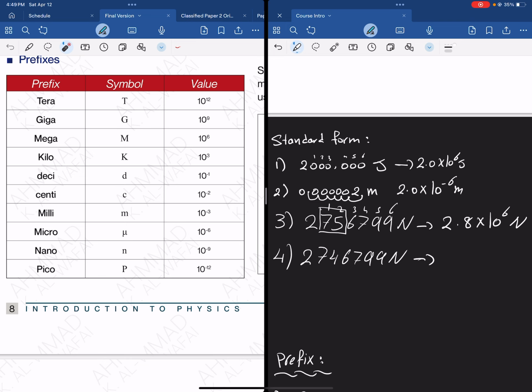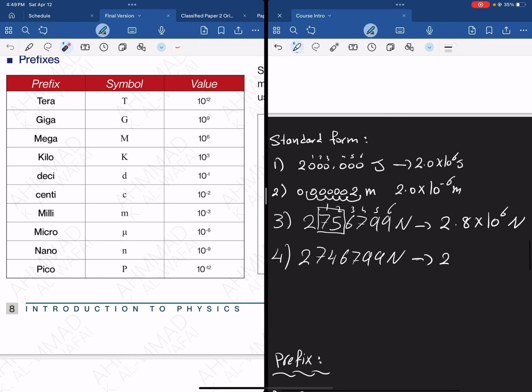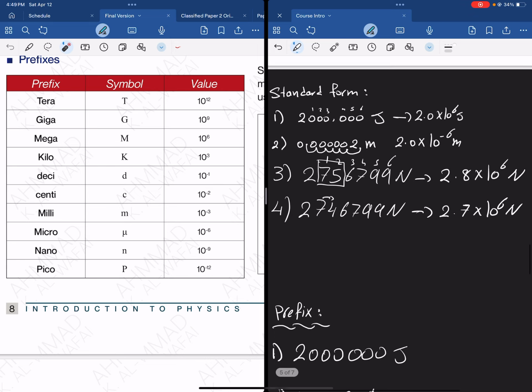All right, let's go to the other one. Same, but this is what's next to the 7. That is a 4. So the 4 doesn't add up to the 7. 7 stays the same. So this would be 2.7 times 10 power 6 newtons. That's for the idea of a standard form.